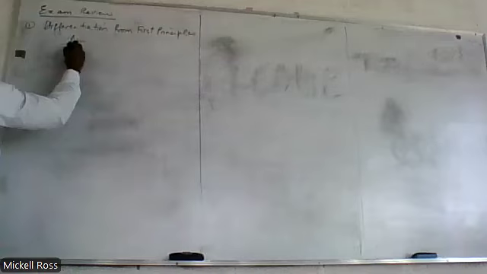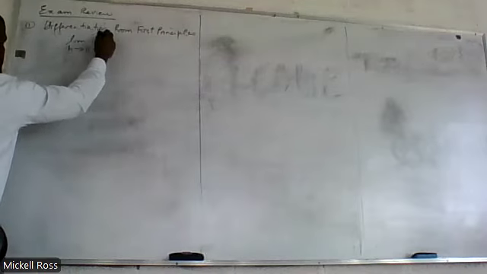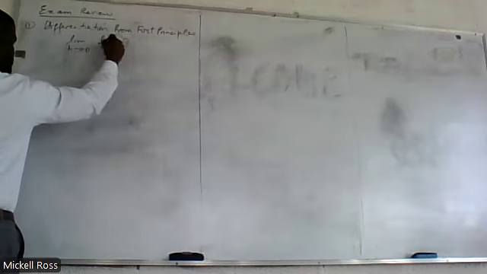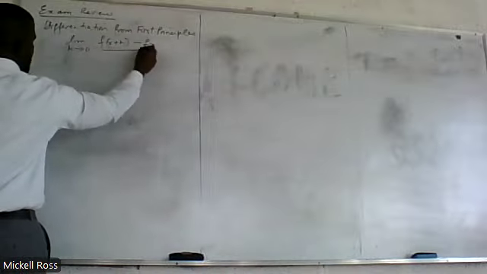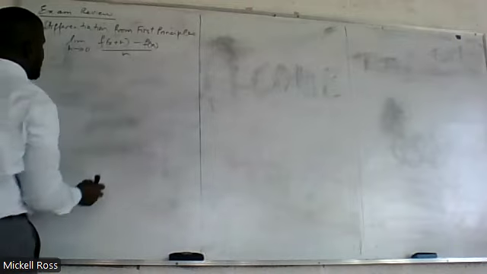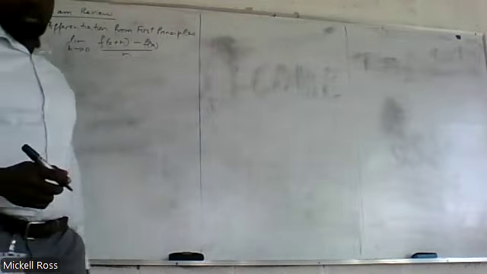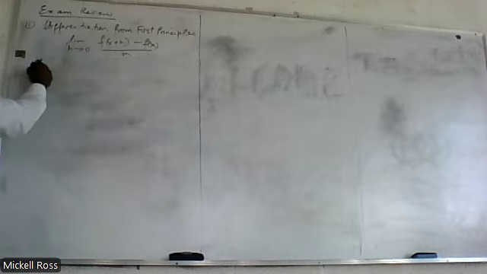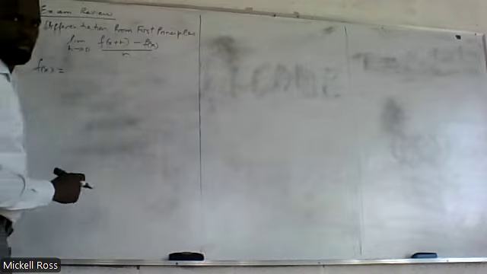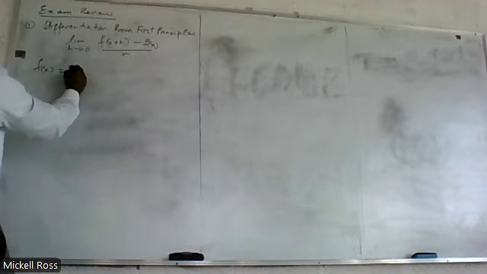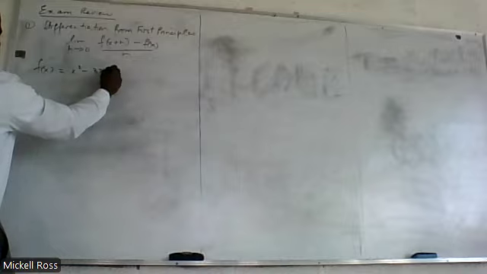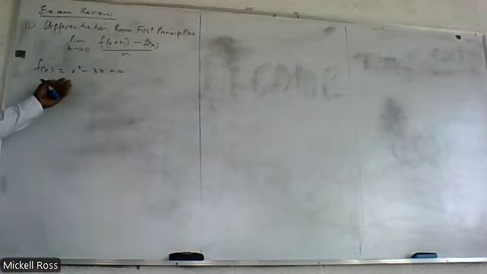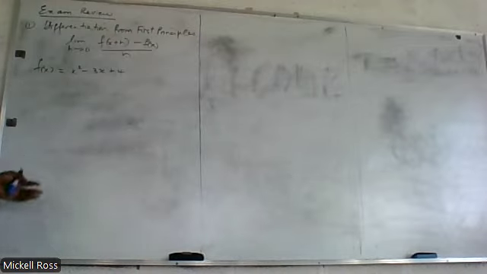It says the limit as h tends to 0 of f of x plus h minus f of x, all divided by h. Right? So this is the formula or the principle that we're using. The question is f of x is equal to x squared minus 3x plus 4. So we are asked to use first principles to differentiate this.